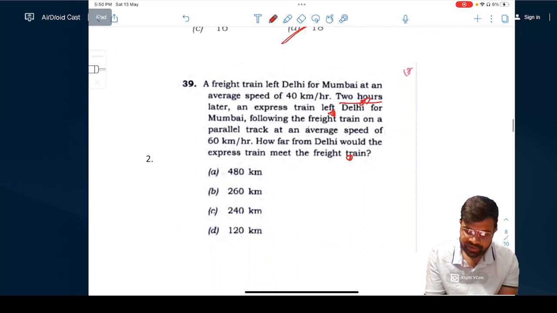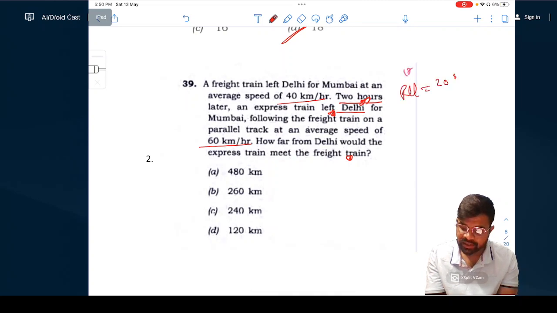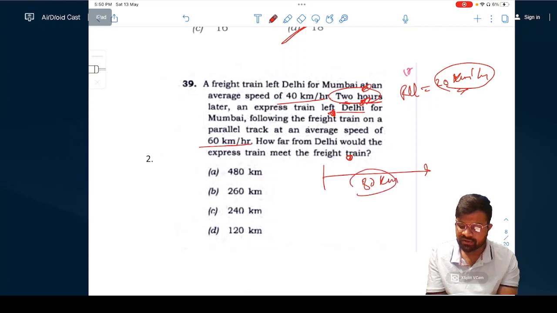A train goes at 40 km per hour, and 2 hours later a different train goes at 60 km per hour. So the relative speed is 20 km per hour, and the distance it has to cover is that of the 2 hours' head start. So after 2 hours, 80 kilometers are already covered by the first train. That means 20 kilometer with 20 kilometer per hour speed.